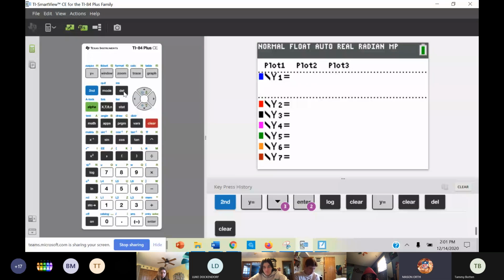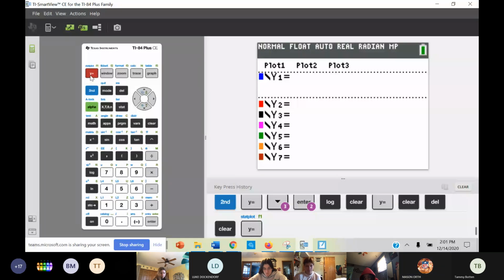Wait, how did you get there again? I went to Y equals in the upper left-hand corner. Do you see the gray keys on the top? The Y equals. Does that help? Yep, thank you.